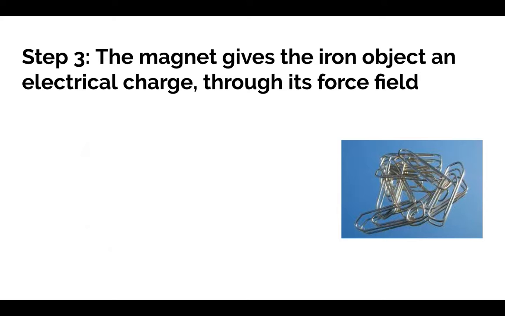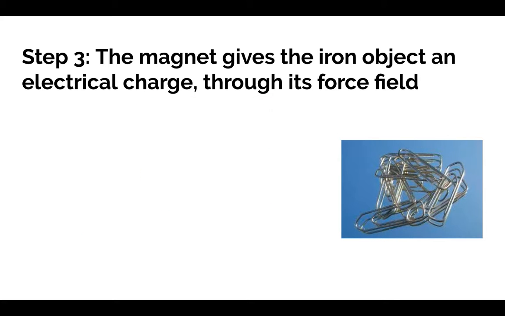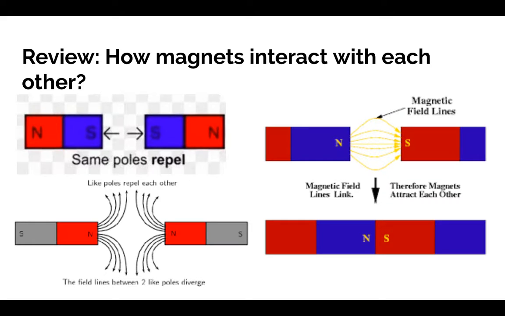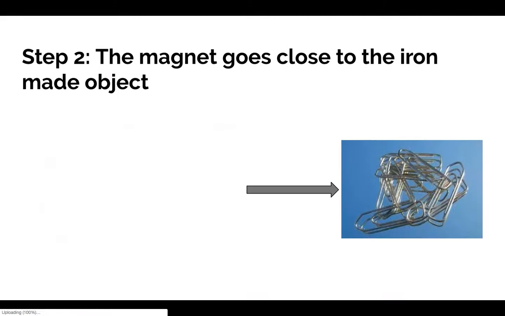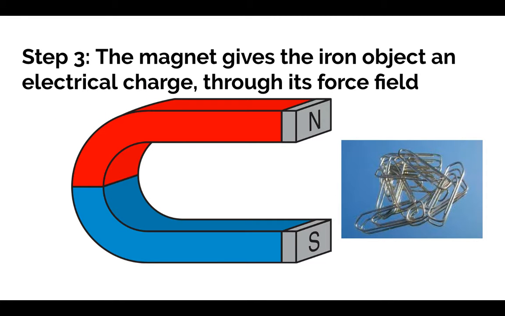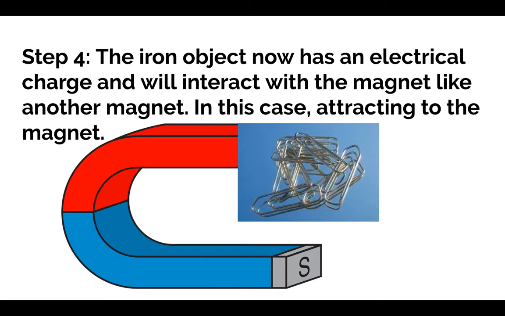Then the magnet gives the iron object an electrical charge through its force field. So we've seen pictures of the force field right here. We know it has these lines coming off of them. So in this step, the lines are coming off and they're touching this iron made object, in this case being the paper clips. So what happens? The iron object now has an electrical charge that will interact with a magnet like another magnet, in this case, attracting to the magnet.